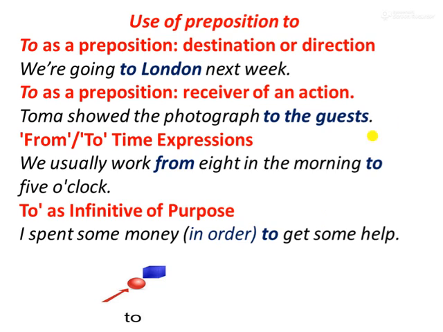Okay, and then this is a very common and ordinary use, that is, to as an infinitive of purpose. I spent some money to get some help. So why did I spend some money? In order to get some help. So here one thing to keep in mind is that to and in order to both have the same meaning and same function. Here is a picture for you, and in this picture you are observing that this to is indicating a direction or movement or destination.